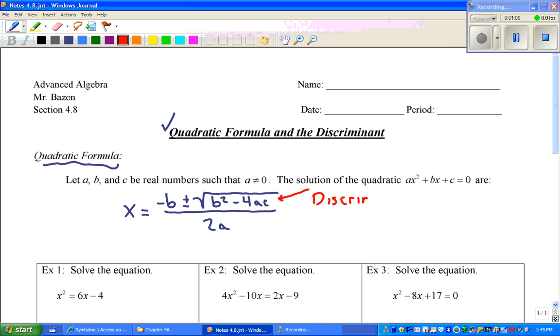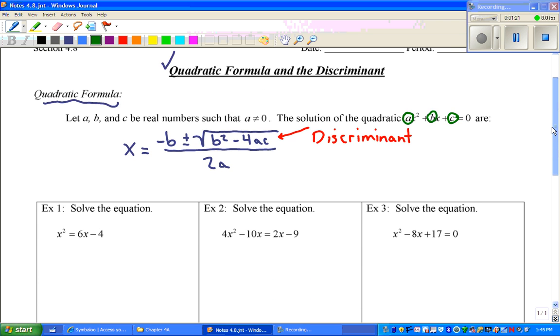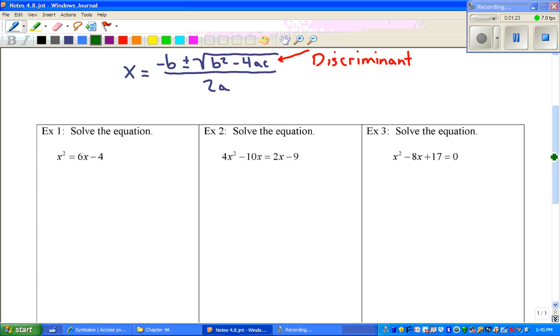We will talk about what the discriminant is at the bottom of this note sheet. So really, the important thing to be able to do is to identify your a, your b, and your c when we're talking about quadratic equations. For the first one, we need this to be in standard form. So I'm going to take this 6x and move it this way, take this minus 4 and move it this way, and put this quadratic into standard form: x squared minus 6x plus 4 is equal to 0.